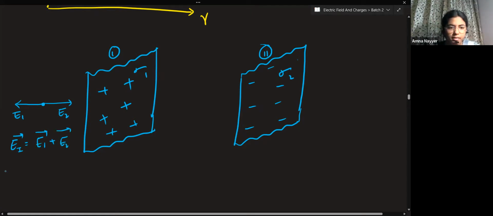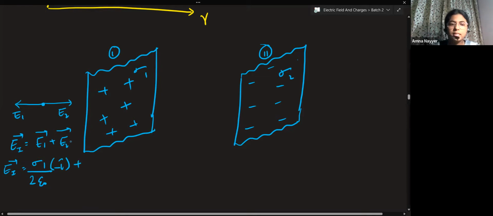Now see, if I write the magnitude of it, just now we have studied the magnitude is what? Sigma by 2 epsilon naught. So electric field due to 1, instead of sigma, I'll take sigma 1 by 2 epsilon naught. Electric field due to infinite plane sheet is sigma by 2 epsilon naught. So sigma is sigma 1 by 2 epsilon naught. And what is the direction of E1? E1 is directed towards the negative x-axis. We have seen the direction. It will be minus i cap.